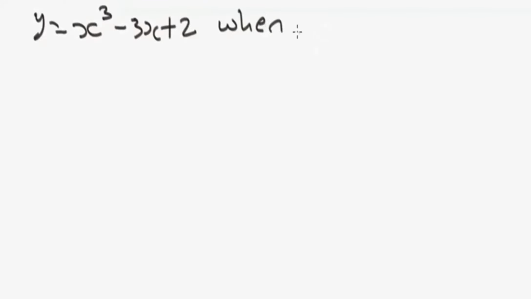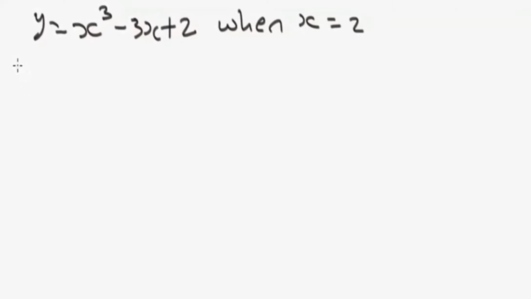Let's say given this function y equals x cubed minus 3x plus 2, when x equals 2, I asked to find the equation of tangent and normal to this curve.